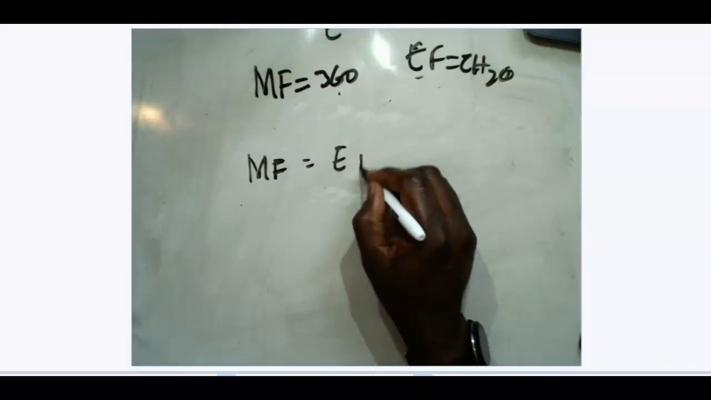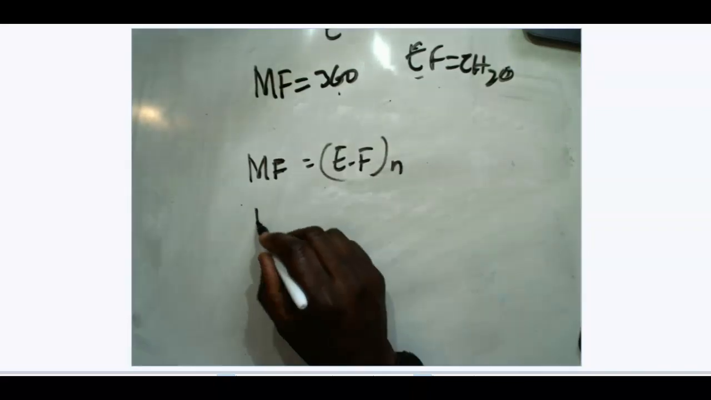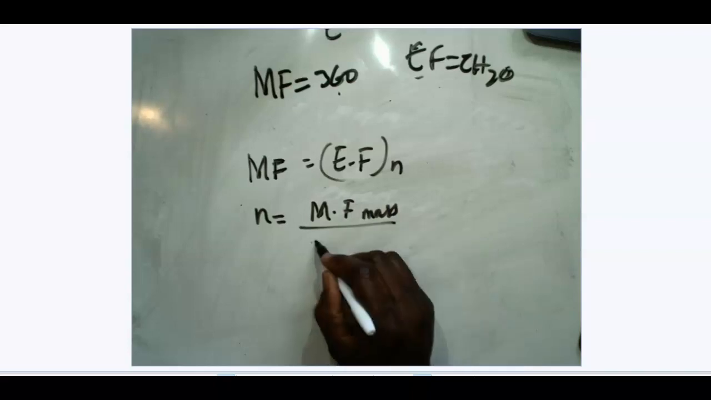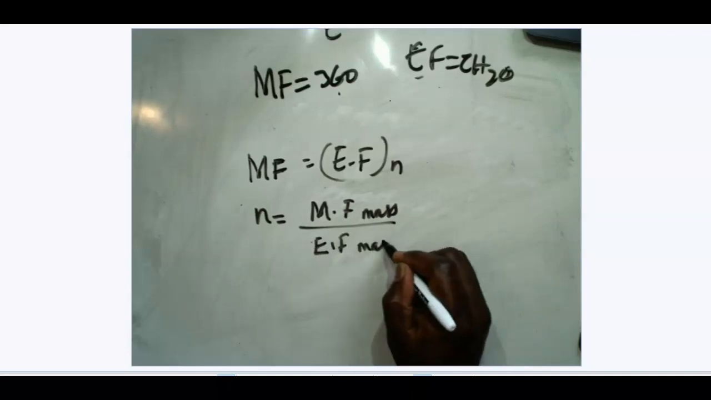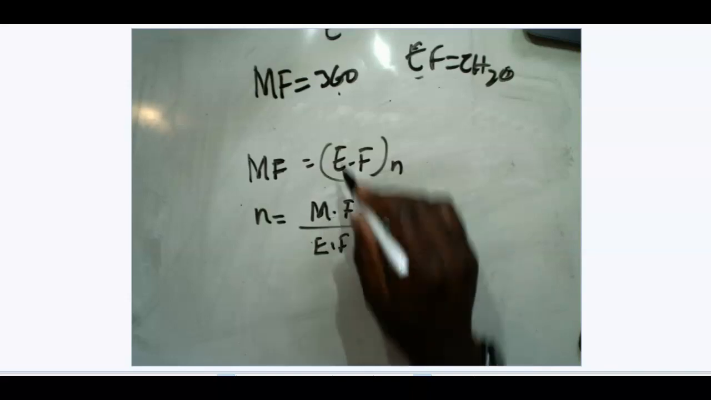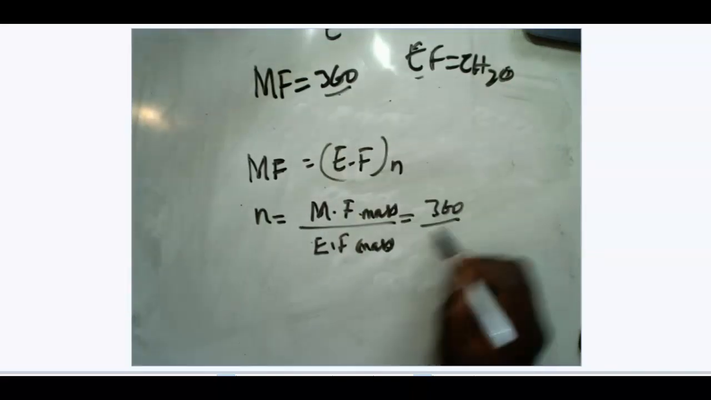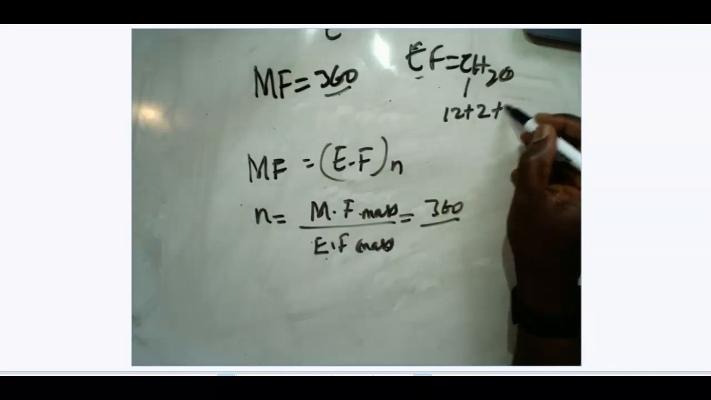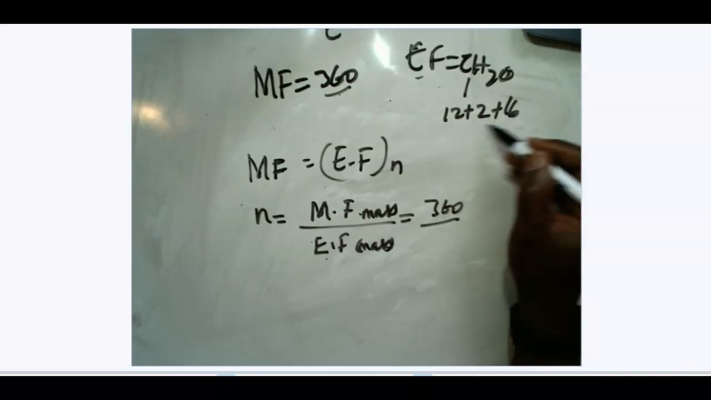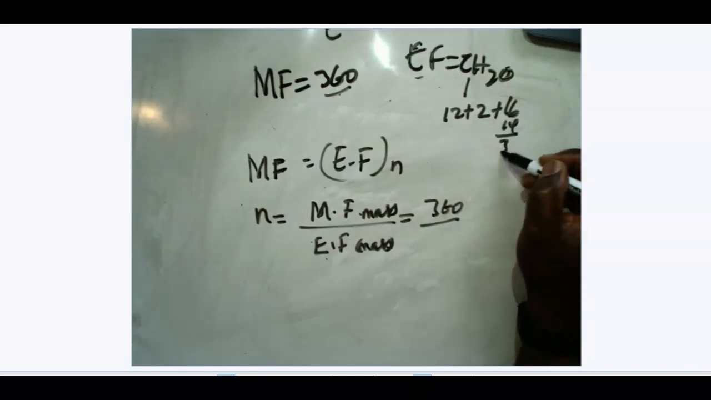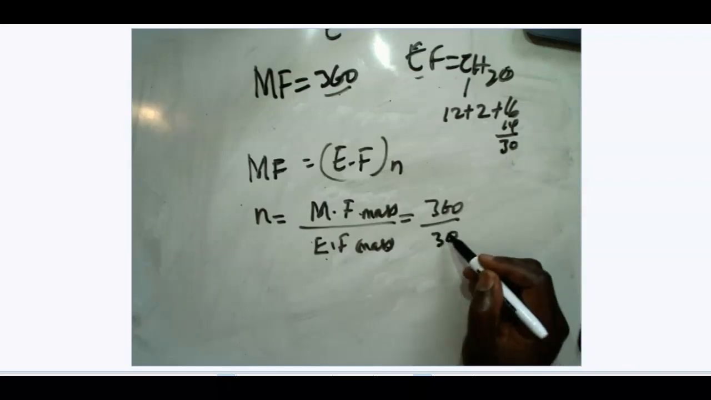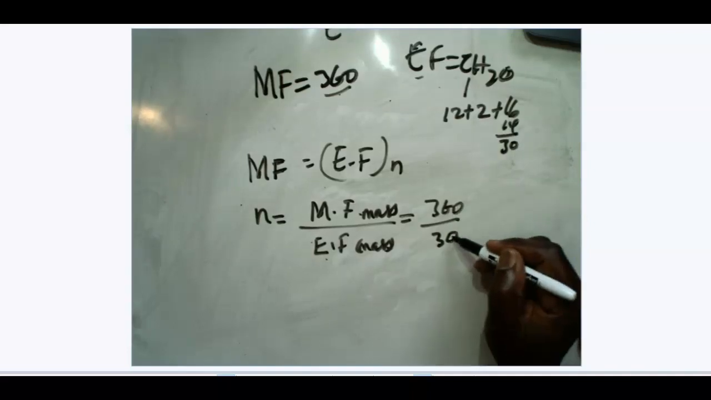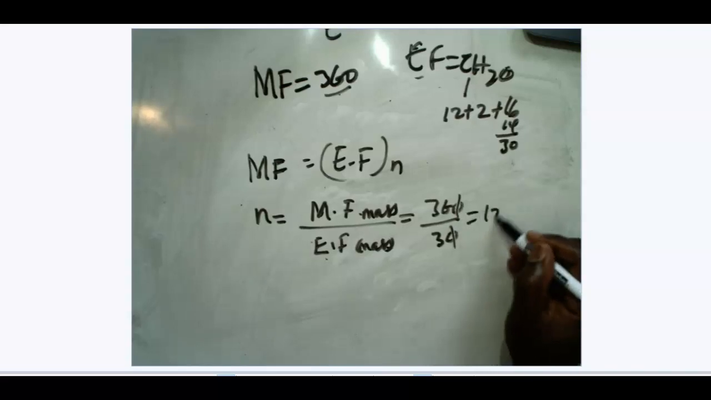Molecular formula equals empirical formula times N. And your N equals molecular formula mass divided by empirical formula mass. And molecular formula mass is given as 360 over empirical formula mass, which is what you have to calculate, 12 plus 2 plus 16. That is 14 plus 16, that will be 30. So 360 over 30, cancel the zeros, and this is going to be 12.